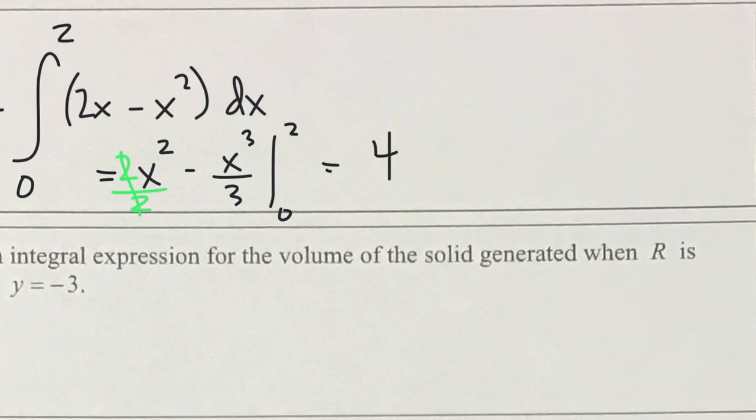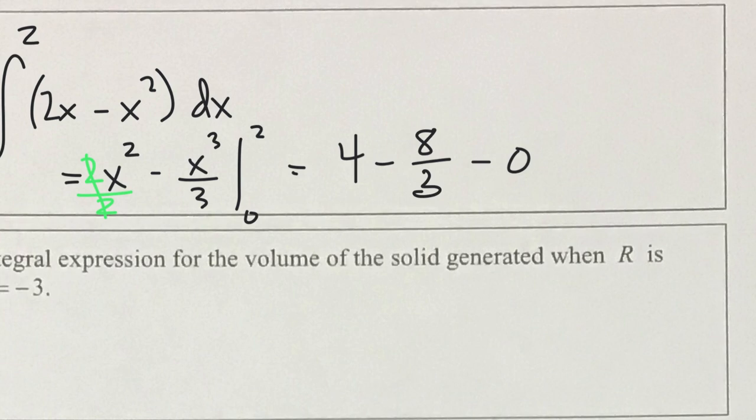So 2 squared is 4 minus 8 thirds minus 0, of course, because that's what you get when you plug 0 in. We've got to change 4 to something with thirds. So 4 as a third is 12 thirds, because 12 divided by 3 is 4. So then 12 thirds minus 8 thirds equals 4 thirds. 4 thirds square units, right? Because it's an area. Area is always a squared unit.